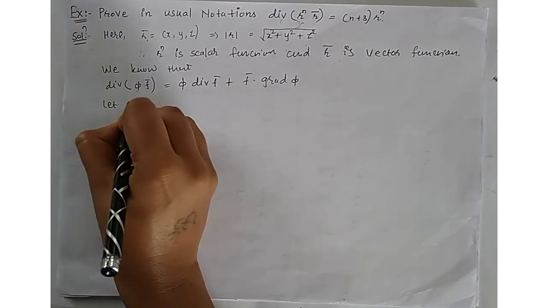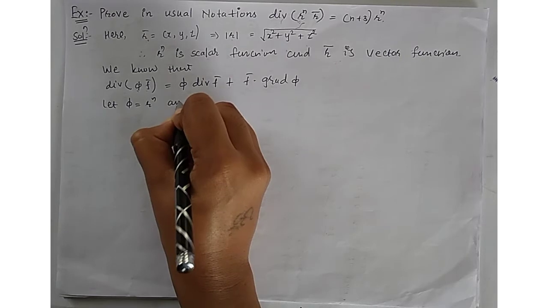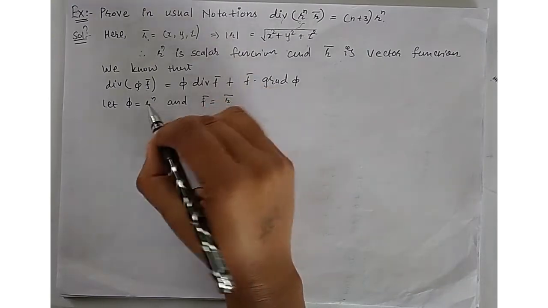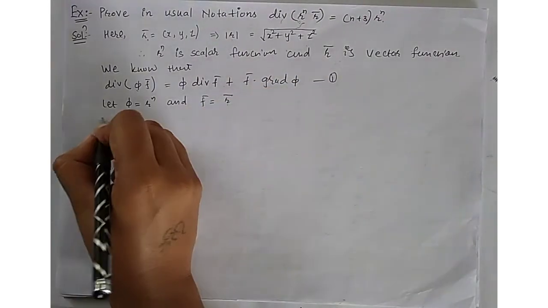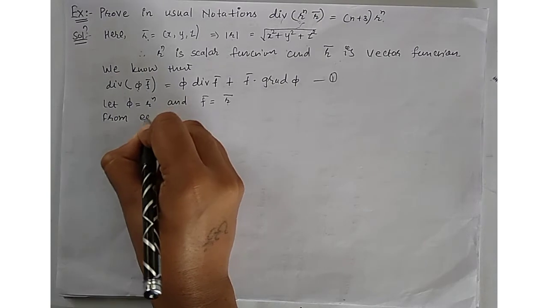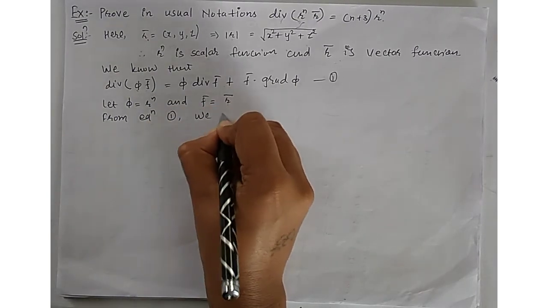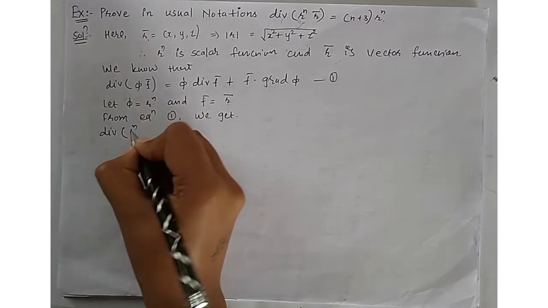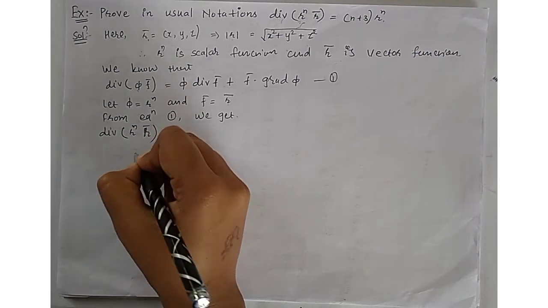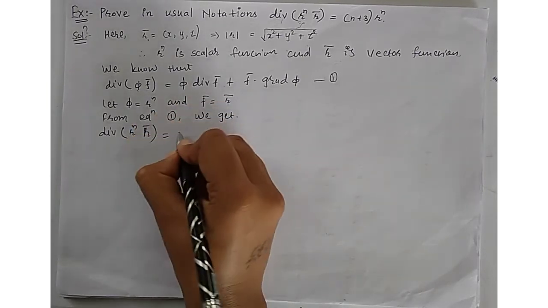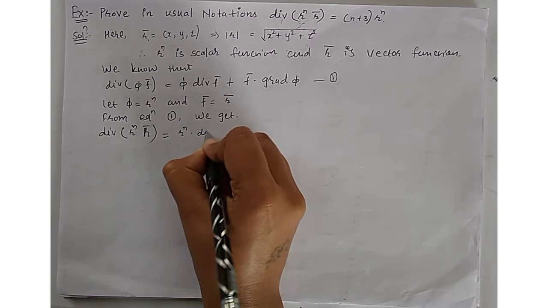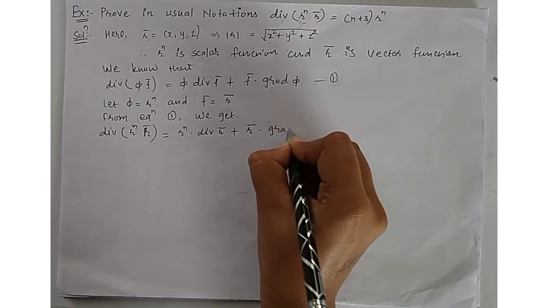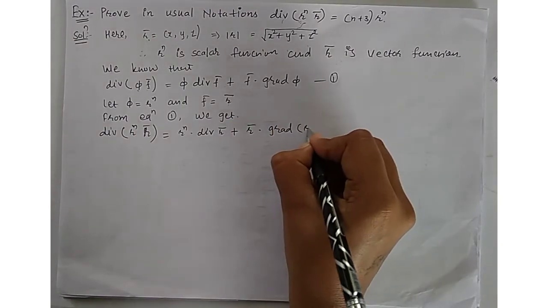So let φ equal to r to the power n and f bar is equal to vector function r bar. Put these values in equation number 1. So from equation number 1 we get divergence of r to the power n r bar, so is equal to φ, φ is r to the power n into divergence of r bar plus r bar into gradient of r to the power n.